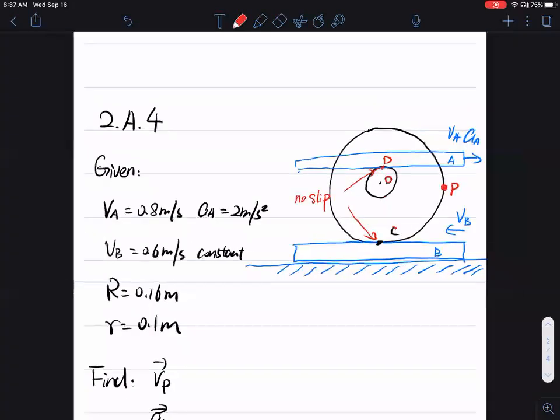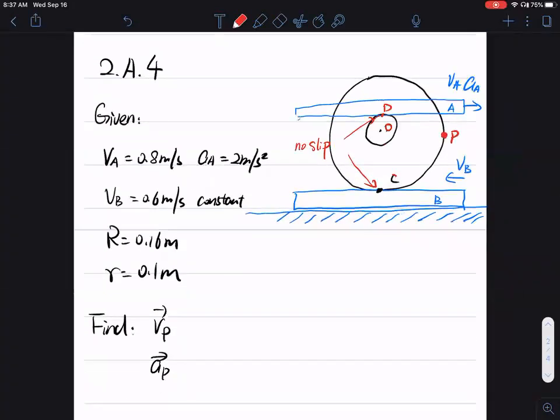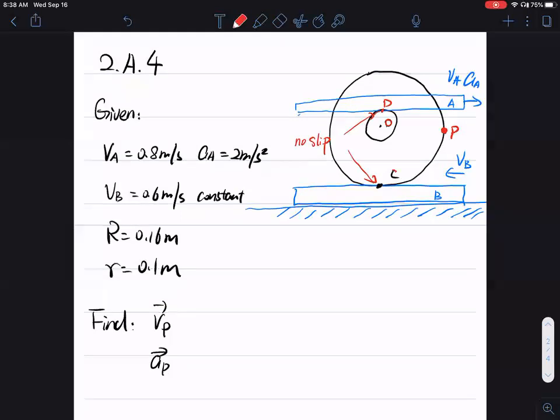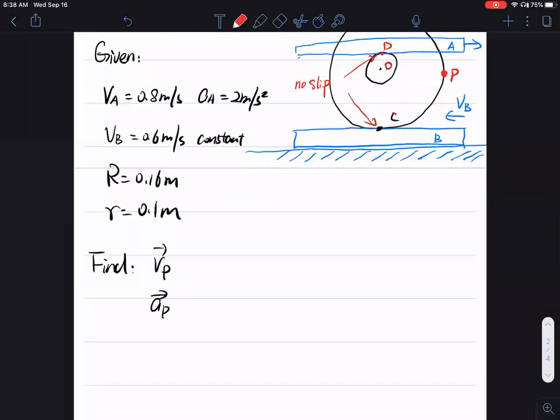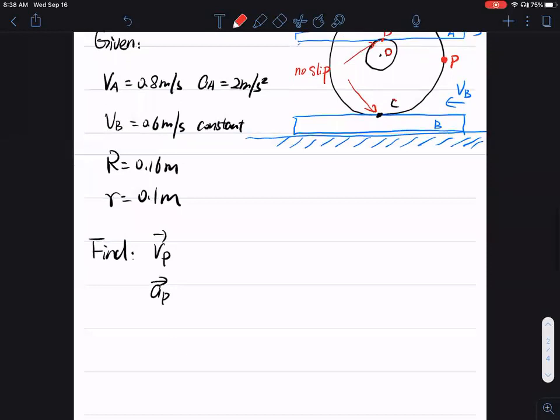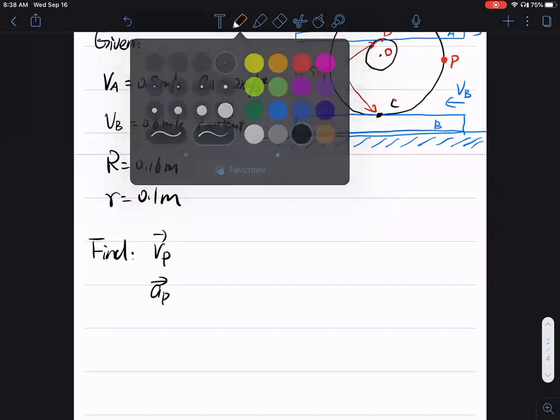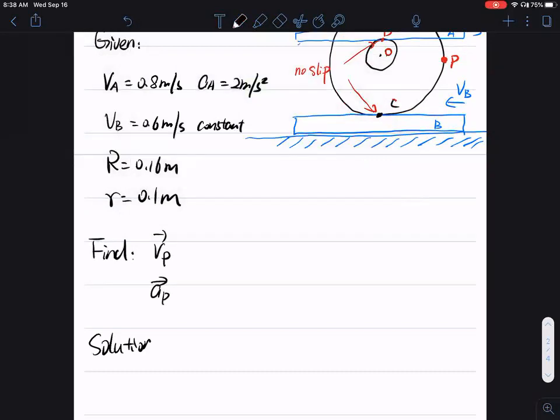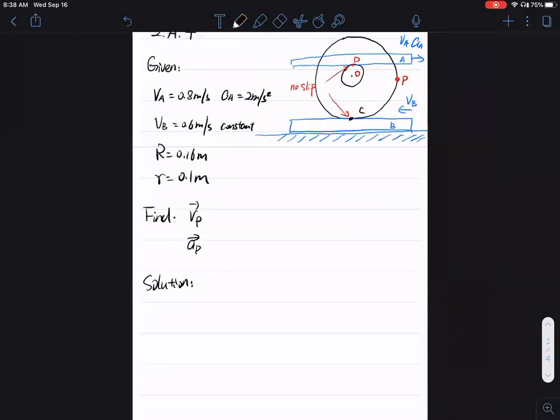So just by looking at this diagram, which case does this problem belong to? Should be case 2, right? We have something that's moving. It's not on a fixed horizontal surface. So this is case 2. We have moving blocks. So if this is case 2, what are the givens we know just by looking at that no slip? Write down everything you know about point D and point C, which are the contact points.